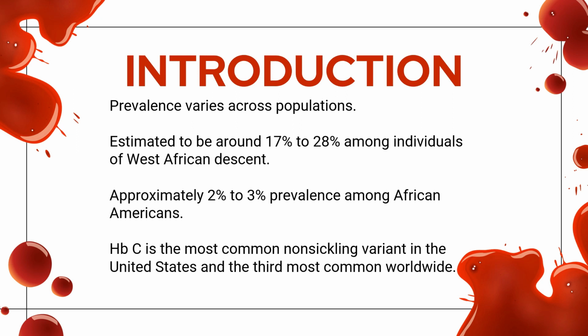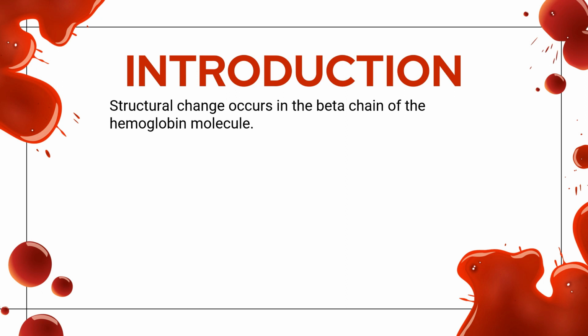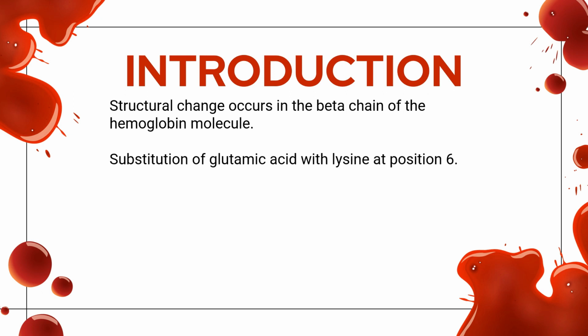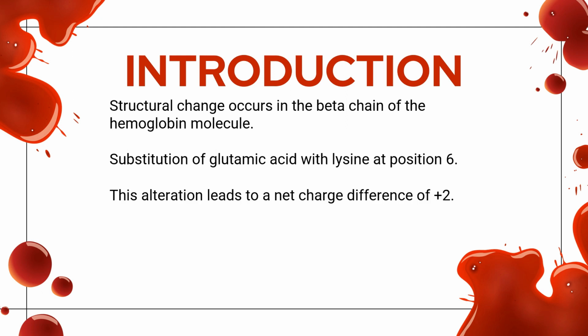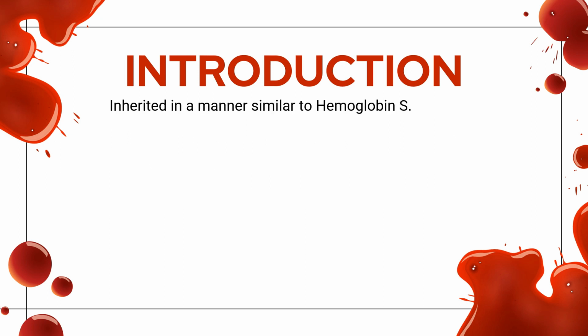Now, let's talk about the structural change that sets hemoglobin C apart. In the beta chain of the hemoglobin molecule, a substitution occurs where glutamic acid is replaced by lysine at position 6. This alteration results in a net charge difference of +2. Although hemoglobin C is inherited in a similar manner to hemoglobin S, its clinical presentation is generally milder.